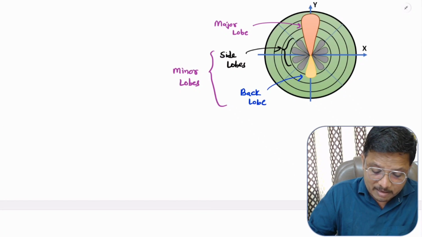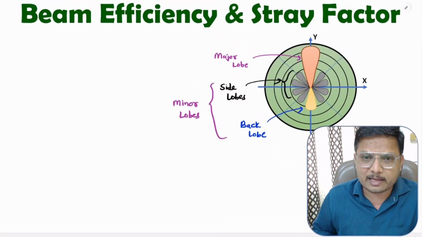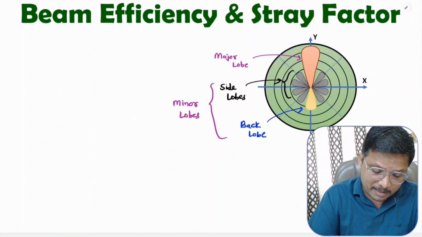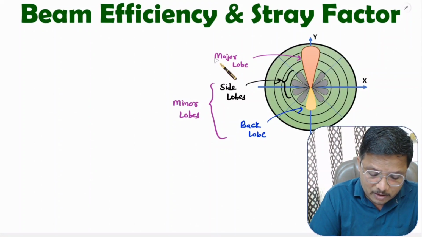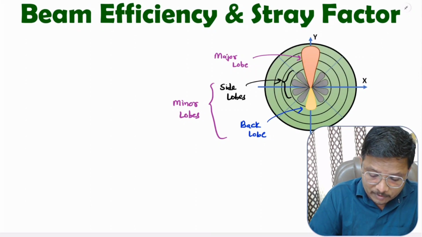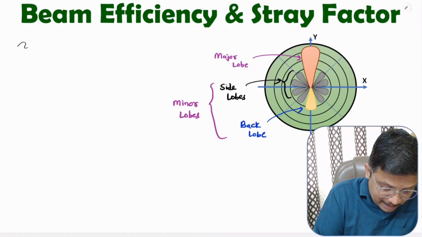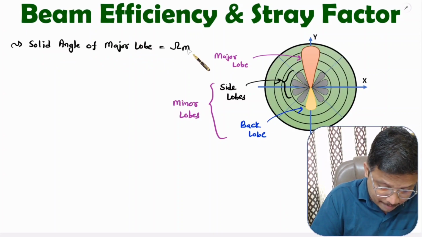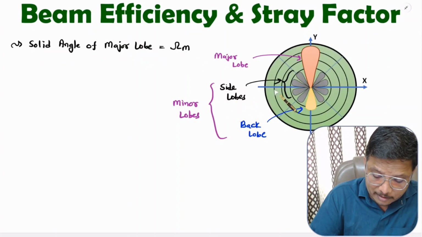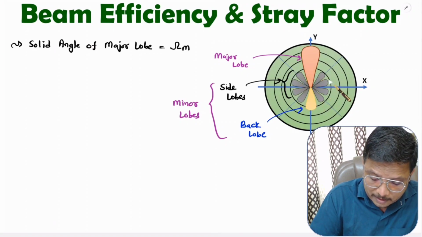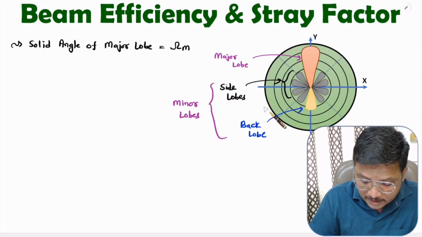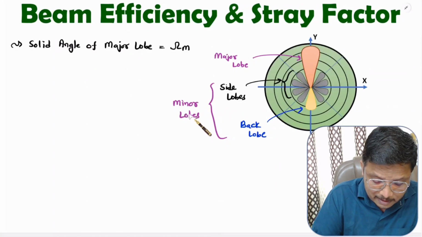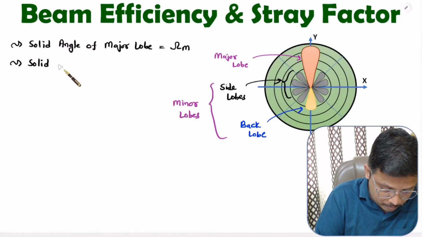Now to calculate beam efficiency and stray factor, there are a few parameters that you need to understand. See, the first parameter is based on the solid angle of the major lobe. Let me note it down. Solid angle of major lobe is rho of capital M, and here we have minor lobes, a combination of side lobes and back lobe. Let us say the minor lobe solid angle is rho of small m.